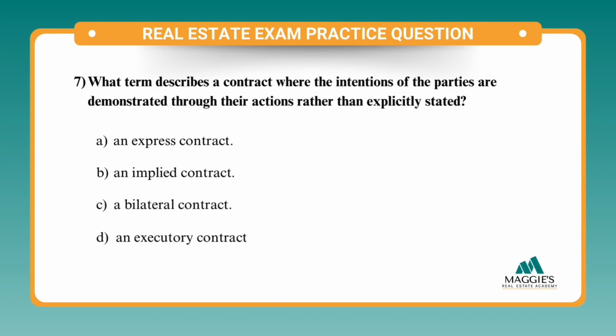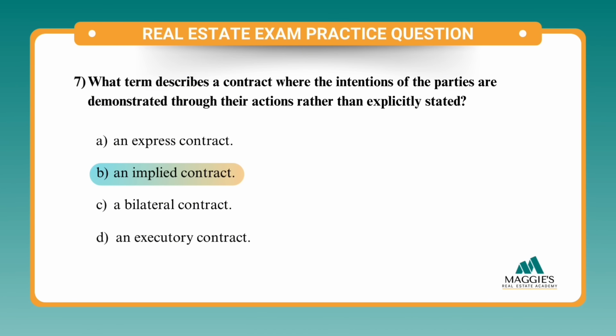Number 7. What term describes a contract where the intentions of the parties are demonstrated through their actions rather than explicitly stated? Is it A, an express contract, B, an implied contract, C, a bilateral contract, or D, an executory contract? The answer is B, an implied contract.